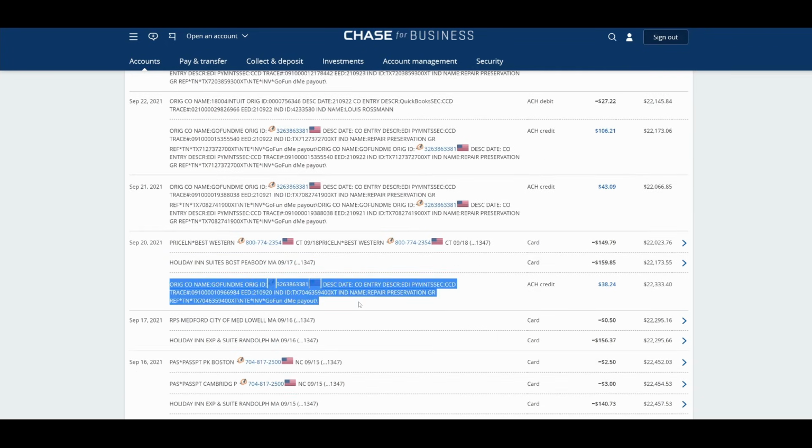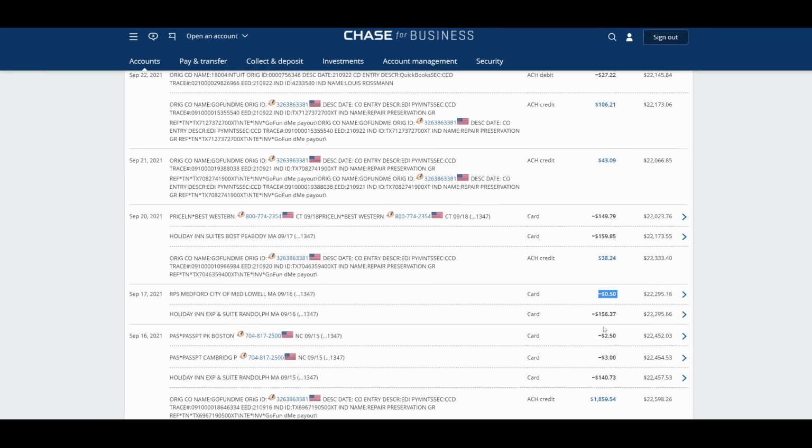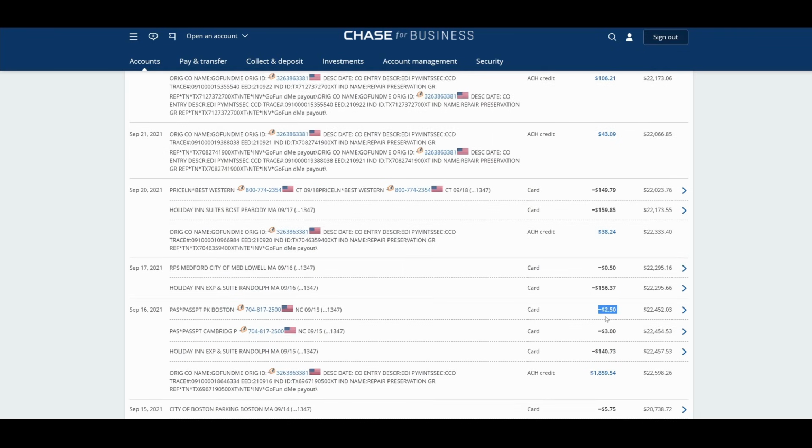This is, again, a GoFundMe donation. This was, I believe, me parking in Lowell to go in front of a repair shop. This is a hotel in Randolph, Massachusetts. This was me parking in Boston and Cambridge, where it's almost impossible to park without getting towed or ticketed immediately if you don't pay for parking.